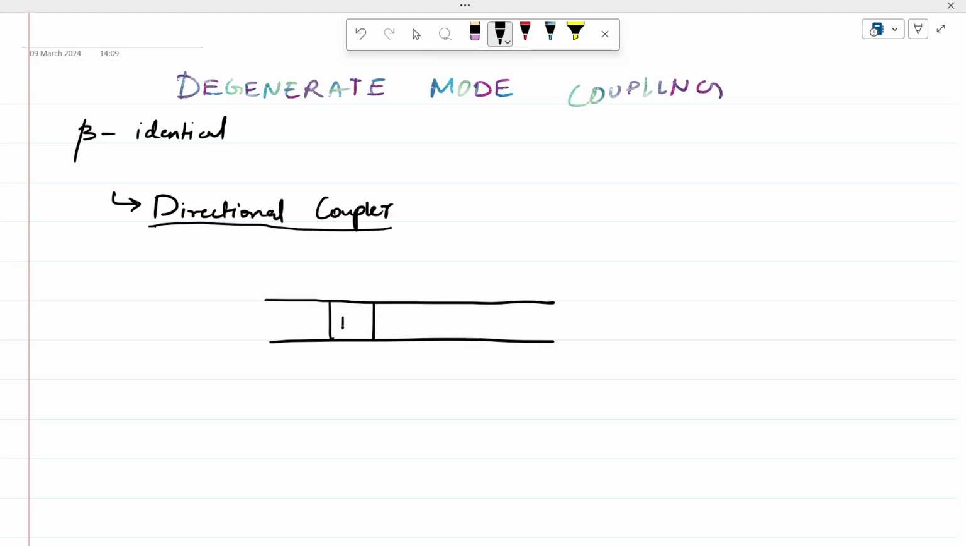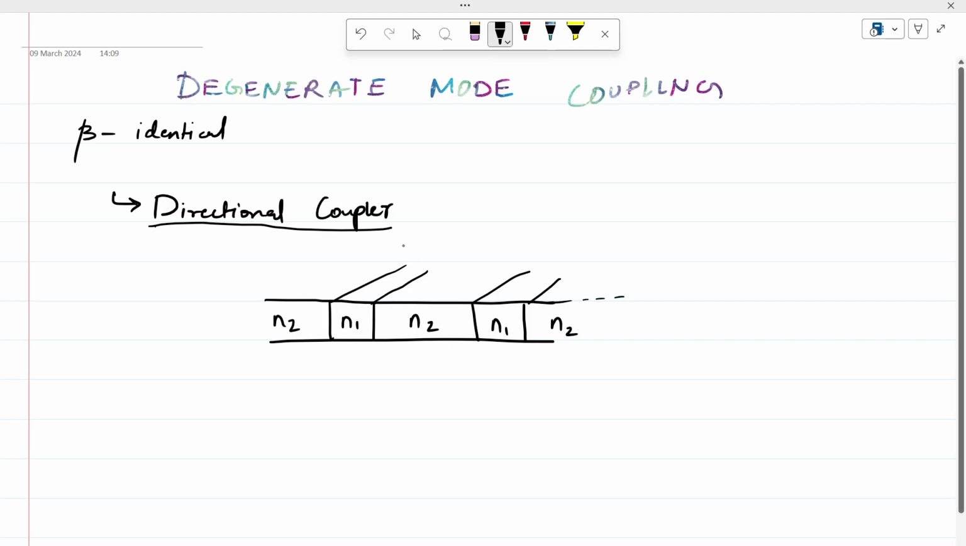So now we are seeing the cross section part. This is my N1, this is N2. So these are the two waveguides. Okay, so these are waveguides with refractive index N1, and the surrounding region has a refractive index N2. So above and below also there is N2. So this is the direction of propagation. This is my Z direction, and the cross section is the XY direction.